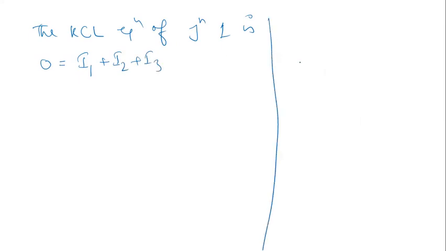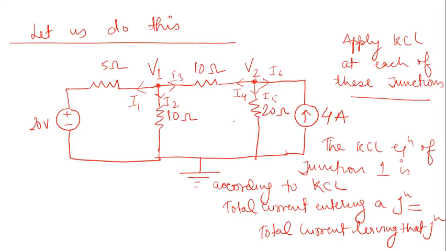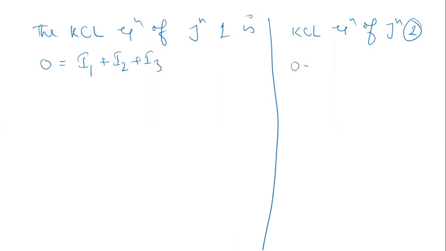Similarly, we'll take the KCL equation of junction 2. So let us see. At junction 2 also all the currents are leaving, but no current is entering here. So it is like 0 is equal to I4 plus I5 plus I6, right?